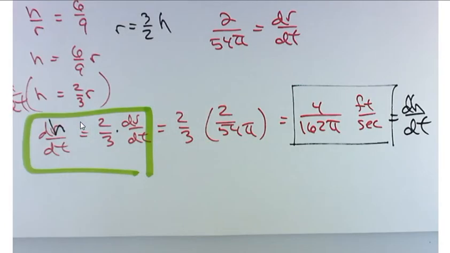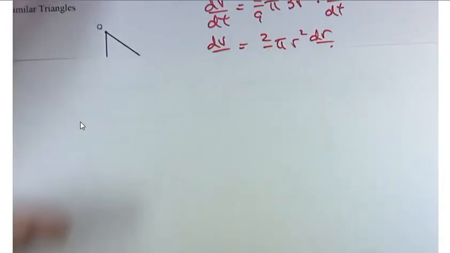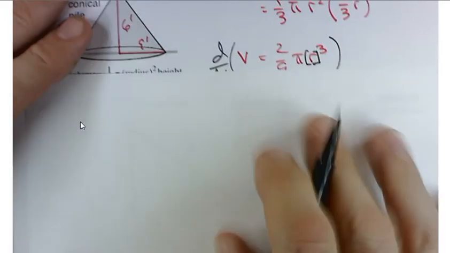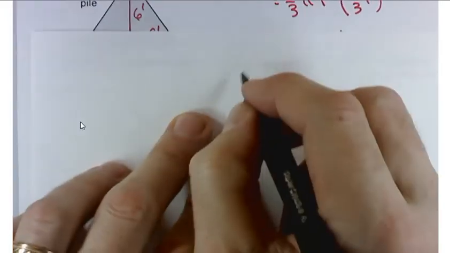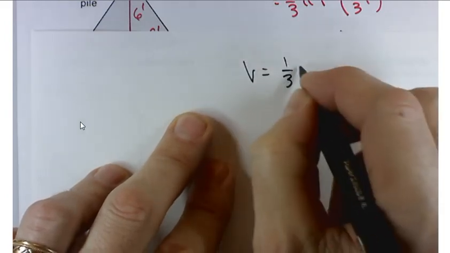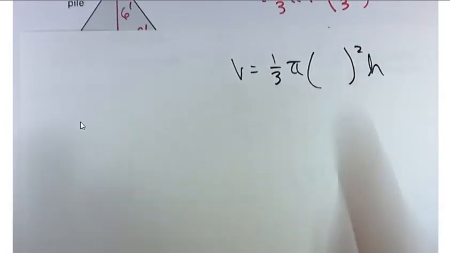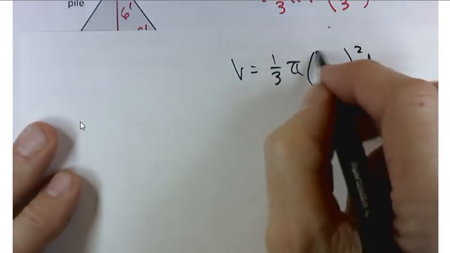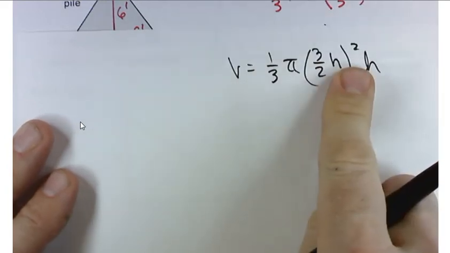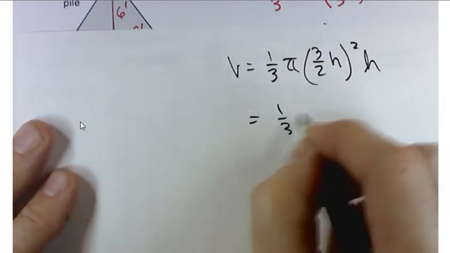So to do this one perhaps the right way, we got V equals 1/3 pi. Instead of r, I can write my expression for h. So it's going to be 3/2 h, and then that gets squared. So that's 1/3 pi times 9/4 h squared times h is h cubed. This will give me a little cancellation. 3 cancels into 9, so I get 3/4 pi times h cubed. And that's V.